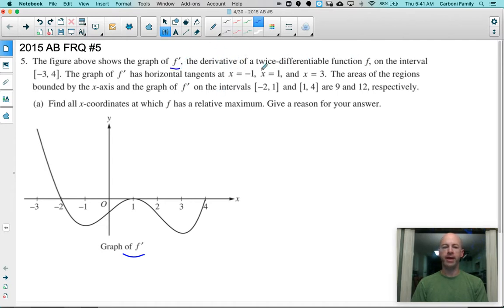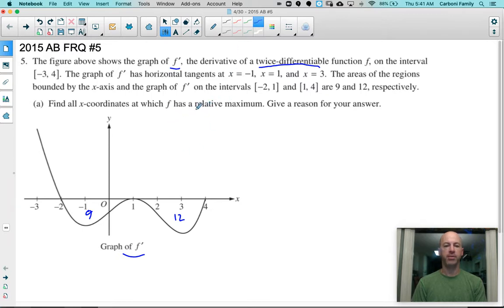They do tell you that f is twice differentiable. We already know it's once differentiable because we're staring at the derivative, but we know the second derivative exists as well. Let's see, f prime has horizontal tangents at -1, 1, and 3. And the areas of the regions from -2 to 1, that area is 9, and from 1 to 4 is 12. And then question A asks you to find where f has a relative maximum.